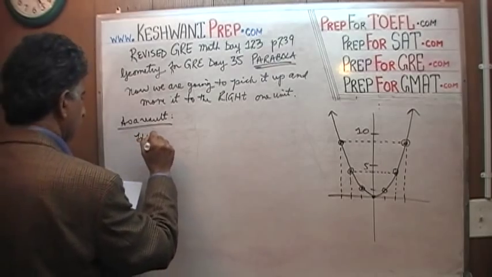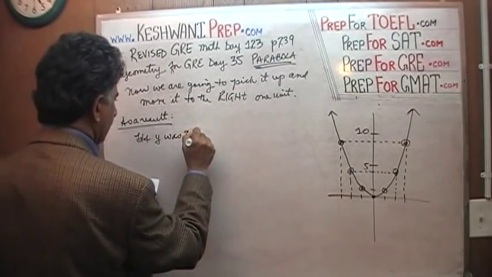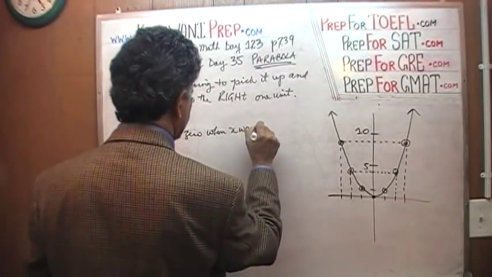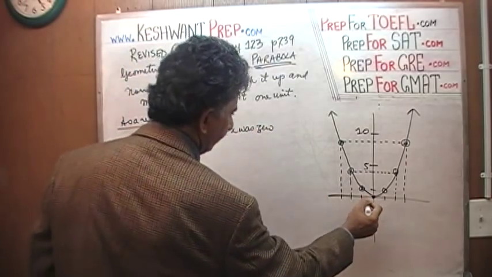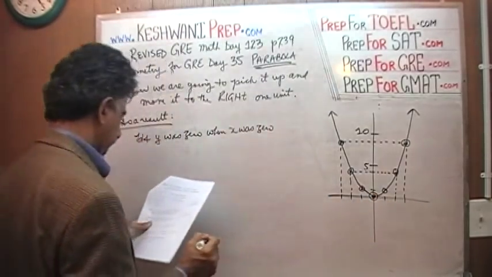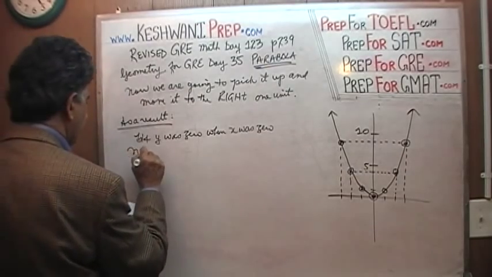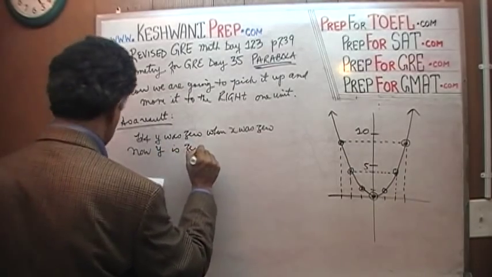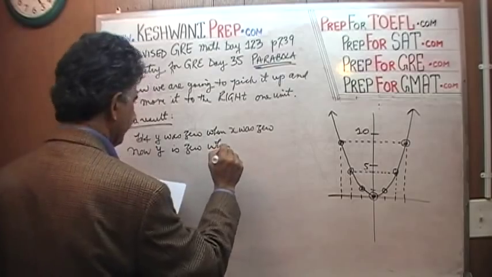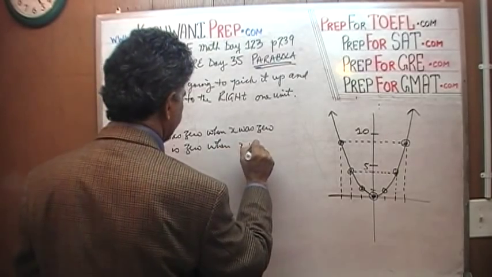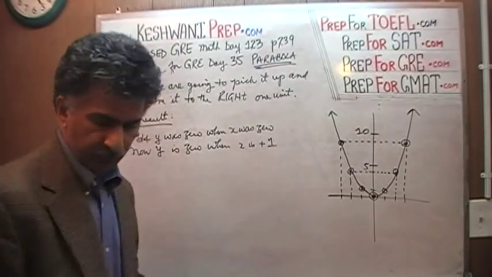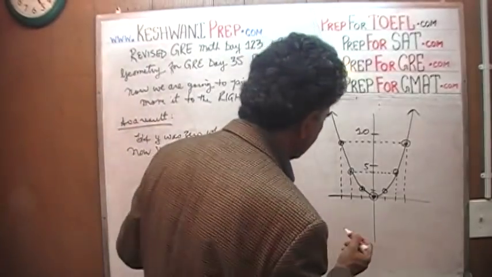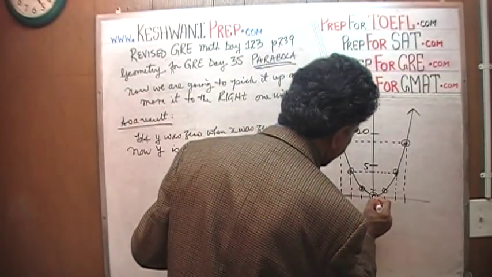before, y was 0 when x was 0. As you can clearly see, y is 0 and x is 0 right here. Now, however, y is going to be 0 when x is positive 1. Why? Because we're going to shift it, just 1 unit. So it's going to move from here to here.